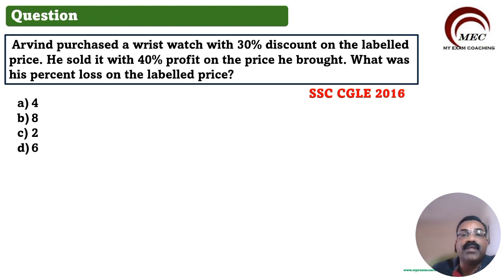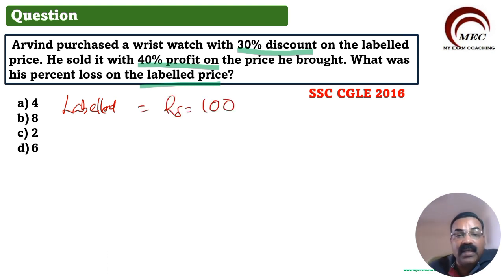So the next question is, Aravind purchased a wristwatch with a 30% discount on the labeled price. He sold it for 40% profit on the price he bought. What was his percentage loss on the labeled price? Now this question is very simple. Let us take the labeled price is 100. Labeled price is equal to rupees 100.